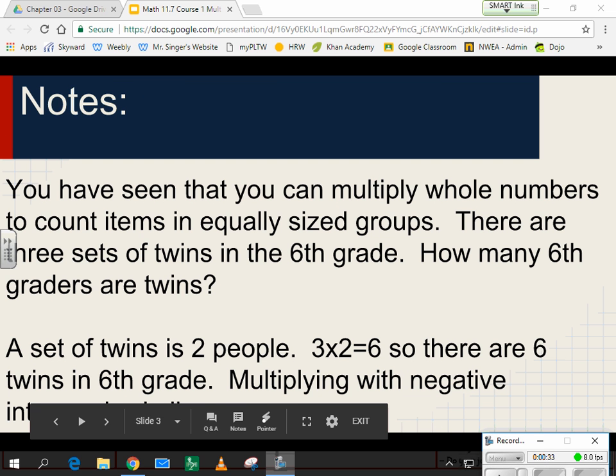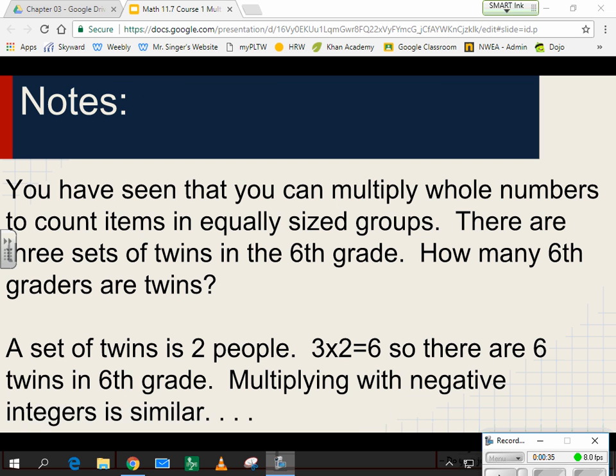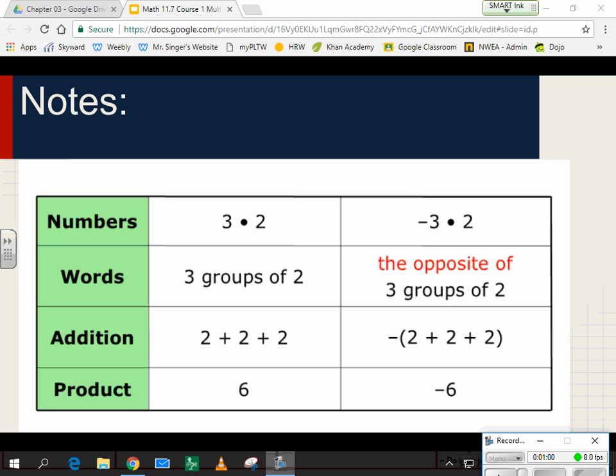All right, here's a little thing to talk about. You've seen that you can multiply whole numbers to count items in equally sized groups. There are 3 sets of twins in the 6th grade, so how many 6th graders are twins? Well, that's pretty simple. A set of twins you know is 2 people. And if there's 3 of them, that would mean there's 6 twins in 6th grade. So what we're going to learn today is how to multiply with negative integers. It's pretty similar to the same kind of multiplying you've used to do with one special rule.